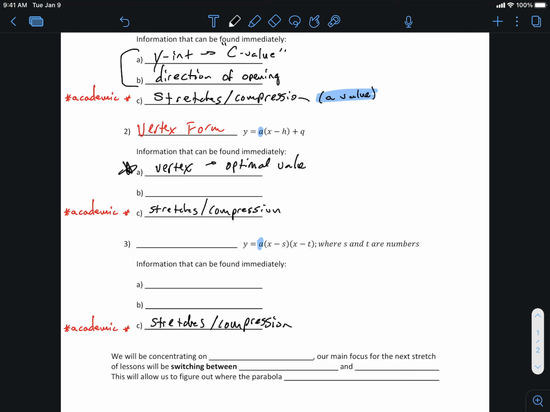The other thing, most of these are the same. You can see the direction of opening as well. And then the last one is what we call factored form.